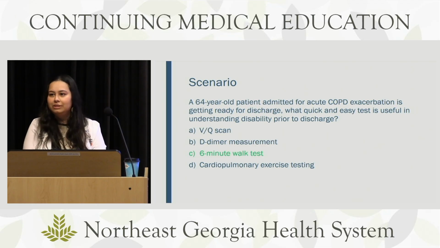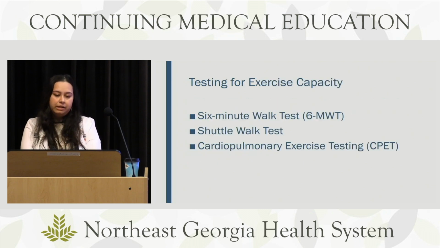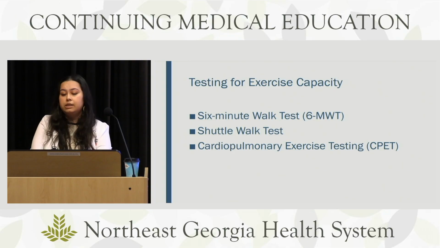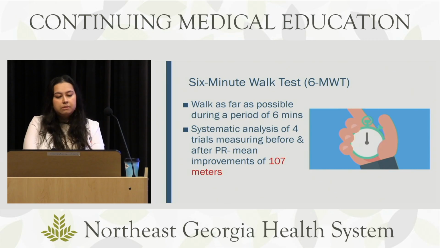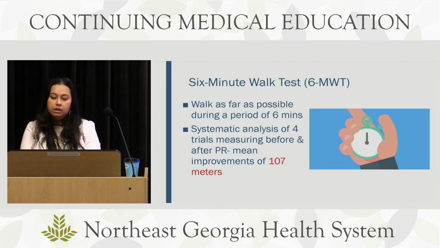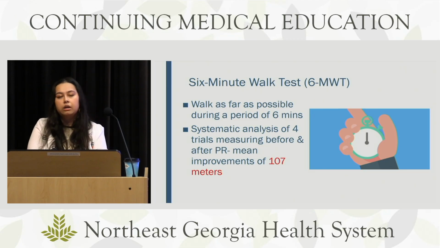I'm sure we all have done it on floors. So how do you test for exercise capacity? 6-minute walk test is one of them. Then you also have shuttle walk test, cardiopulmonary exercise testing. 6-minute walk test, it's walk as far as you can in 6 minutes. And the entire time they're monitored for total distance walked, oxygen saturation during the walk, and the degree of dyspnea they feel.